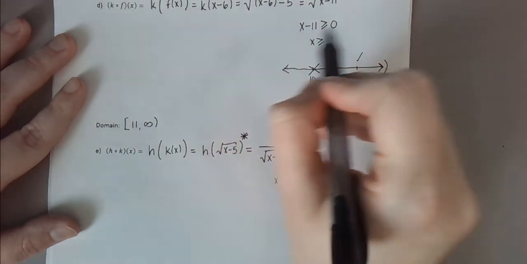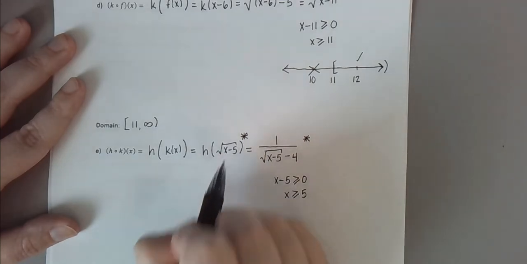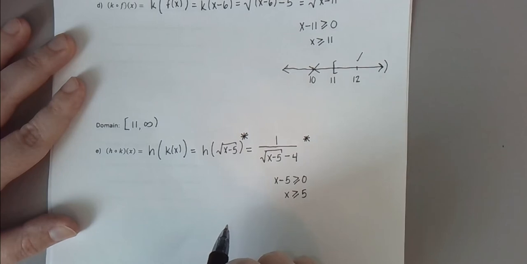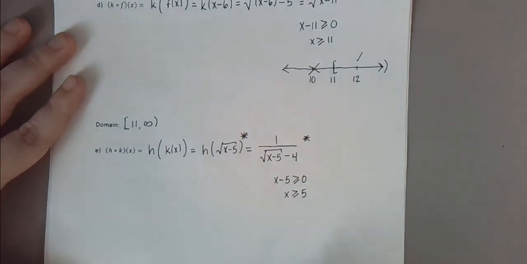And same kind of idea if you want to model it using the number line. 5 is your cutoff. Things that are greater than 5, this will be defined. Things that are less than 5, this will be undefined. So we know automatically that excludes half of the number line, everything less than 5.